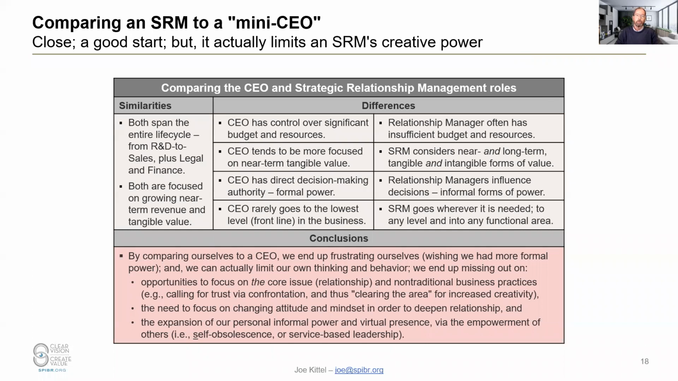In the prior slide, the role of CEO was shown as the one closest to that of an SRM. It can be argued that an SRM is like a mini CEO running a business that exists in the overlap of two other businesses. However, there are very subtle and very significant differences. The conclusion cell in this slide summarizes the value-limiting pitfalls we can easily fall into when we attempt to equate the role of an SRM with that of a CEO.